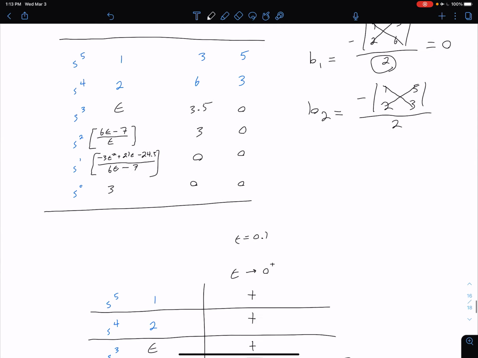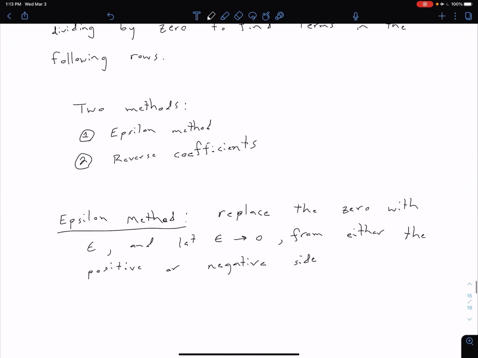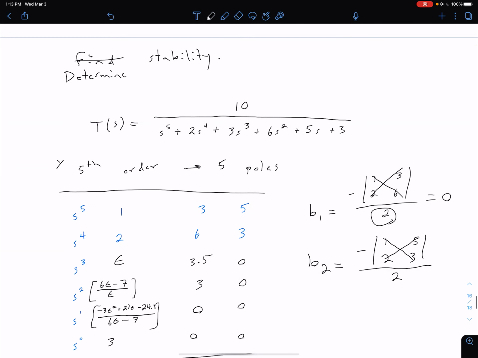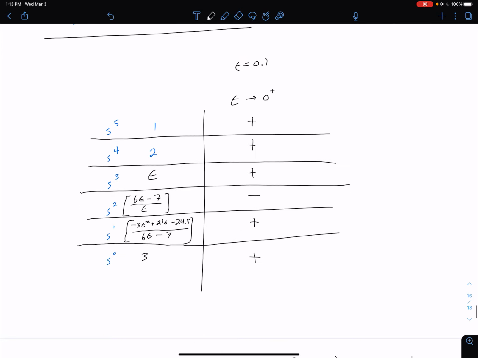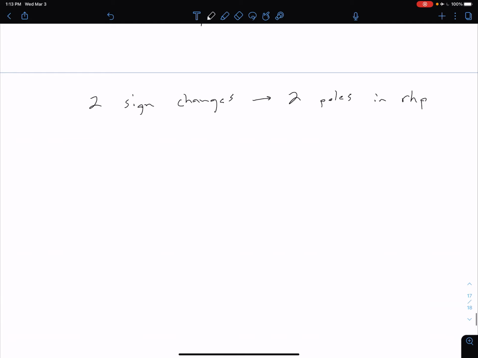which remember means we have two poles in the right half plane. And remember we had said this was a fifth order system right here. So we're expecting 5 poles. So if we have 2 poles in the right half plane, then that implies that our other 3 poles are in the left half plane. But again, remember, just by definition, if we have any number of poles in the right half plane, then that indicates that our system is unstable.